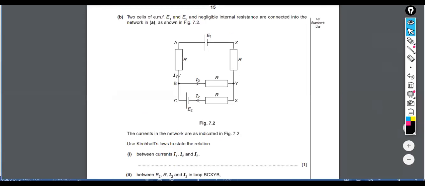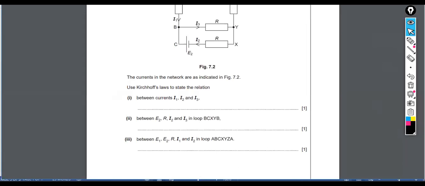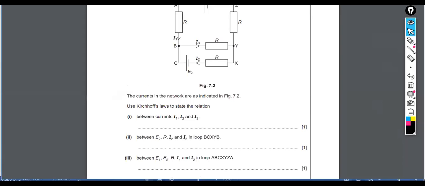All right, so looking at that circuit, it says use Kirchhoff's laws to state the relation between currents I1, I2, and I3. If we look carefully at this part of the circuit, we can see that I2 is going this way. The current would get recharged through the battery and go up here. So I2 is going like this. If we focus on node B right here, we can see I1 and I2 are going into it, and I3 comes out.